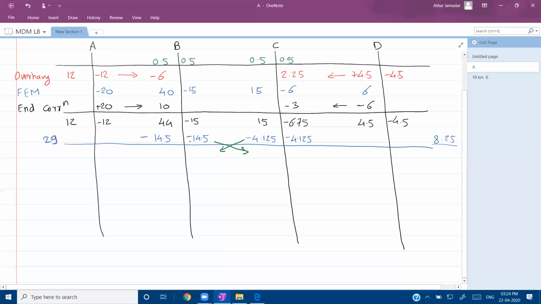So this minus 14.5 by 2 is going to be minus 7.25, and this minus 4.125 divided by 2 is going to be minus 2.063. So this minus 2.063 is nothing but 4.125 divided by 2, and this minus 7.25 is nothing but 14.5 divided by 2.